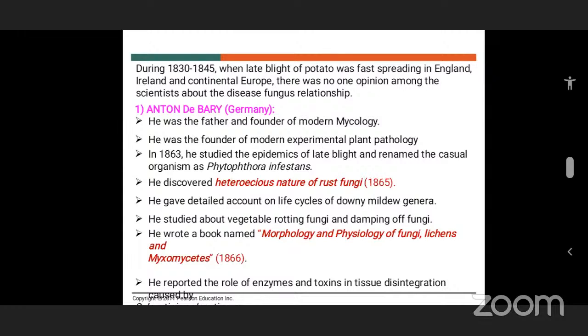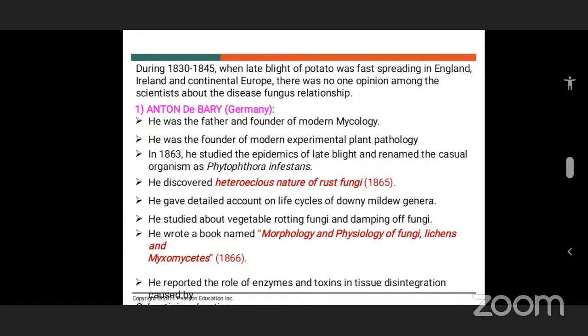Here you have to remember heterogeneous nature. The rust fungi require more than two host plants, and they also show different forms. That means in one form it produces one spore, and after some time it also produces other spores. We should remember that too.